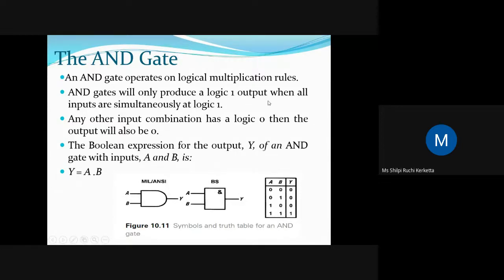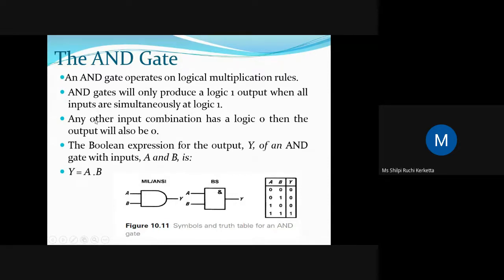In these notes, here we can see that we are only getting 1 if all the inputs are 1. So here we have written it in our definition: AND gate will only produce a logic 1 output when all the inputs are simultaneously at logic 1.